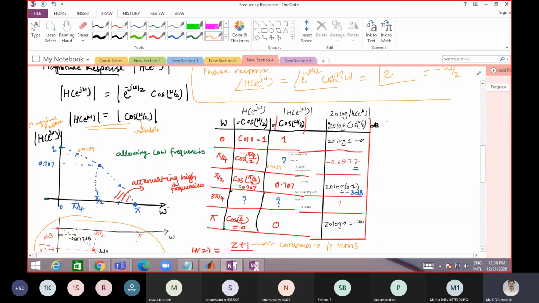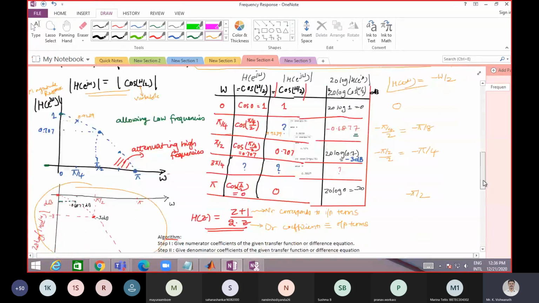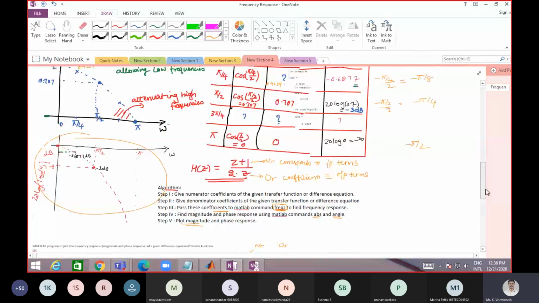So we can write the phase response directly like this. The angle of h of e power j omega is minus omega by 2. At 0, minus 0 by 2 will be 0. Here it is minus omega by 2, which equals minus pi by 8. Here it is minus pi by 2 by 2, that is minus pi by 4, and so on. Here it is pi, therefore the answer will be minus pi by 2, and so on. So if you plot that phase response, it looks like this.